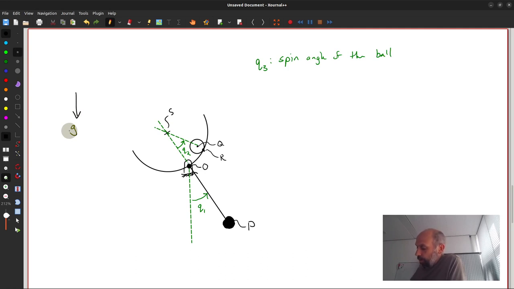Gravity will act in this direction, and then let's set up some coordinates. So I'm going to have an nx and an ny. That'll be our inertial reference frame. Gravity is pointing in the negative ny direction. And then I'll add some frames here. We first do the rotation of the large portion of the pendulum, and that's going to give us these two unit vectors. We'll call this reference frame A. So we'll get an AX and an AY.